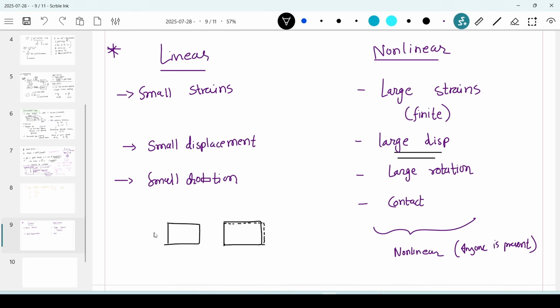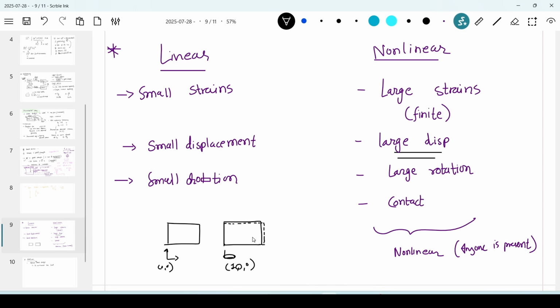Because earlier the position was here, let's say 0 0. Now this position is, let's say, 10 0. The strains are small but the displacement is very large. It has moved to this position as well. So this is a small strain, large displacement case.